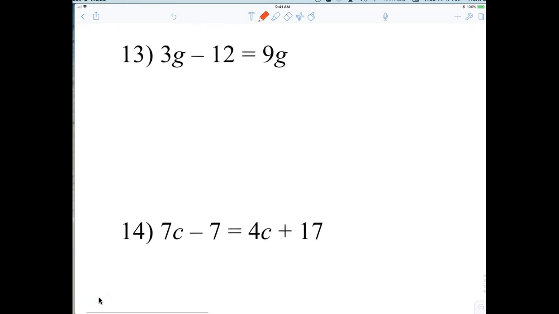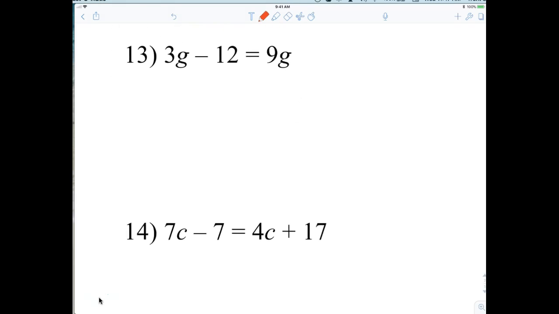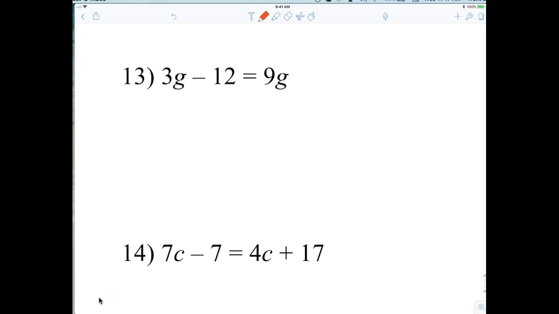All right, let's get to 13. Now we got variables on both sides. So what do I need to move? What do I need to move? Julian, what are you thinking? Yes, move the 3 because we're trying to separate the variables and we're trying to separate the numbers. All right, I want variables and numbers separated. So if they're going to be separated, it'd be better to move the 3G over with that 9G.